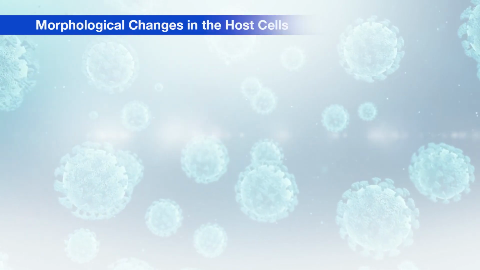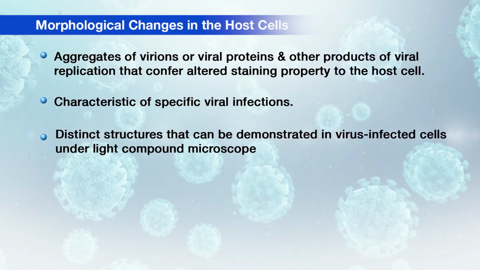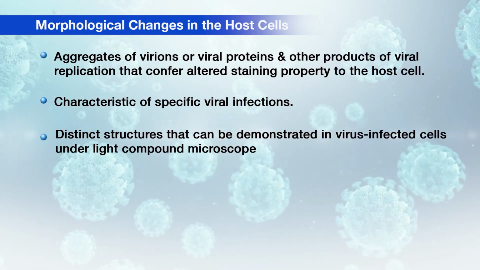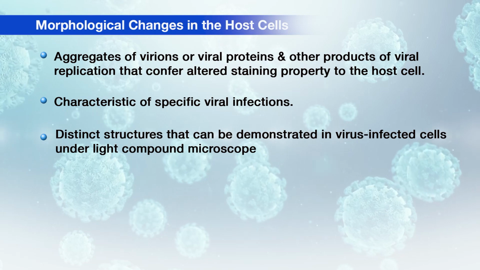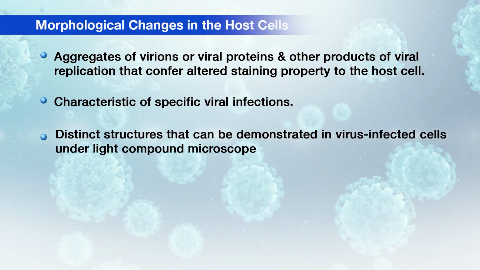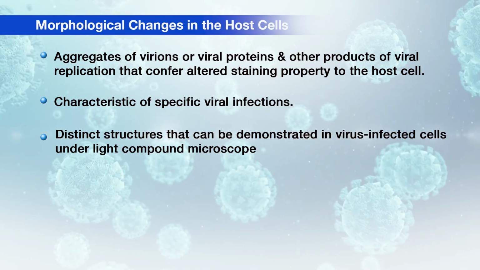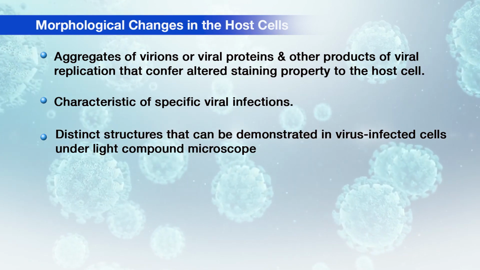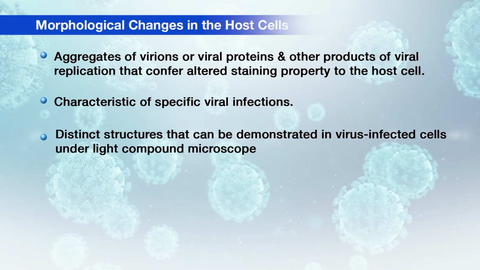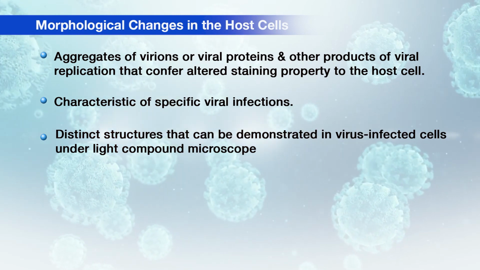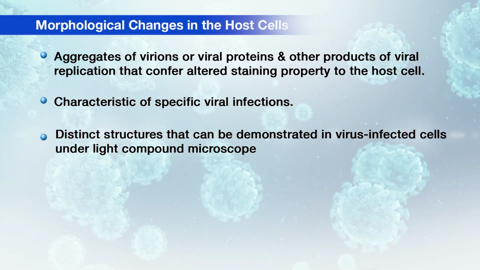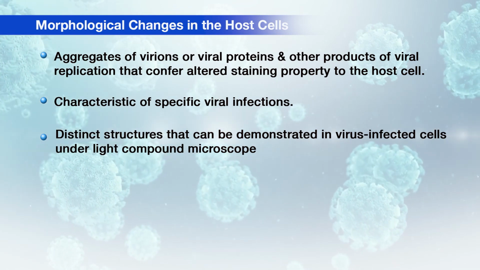Now, the morphological changes in the host cells. In the virus host interaction, there are certain morphological changes in the host cells. These are evident by inclusion bodies, which are generally aggregates of virions or viral proteins formed by viral replication, and we can see them through the altered staining property. These are very specific for certain viral infections, and they are distinct structures that we can see in vitro.